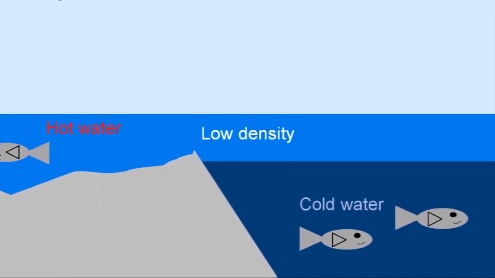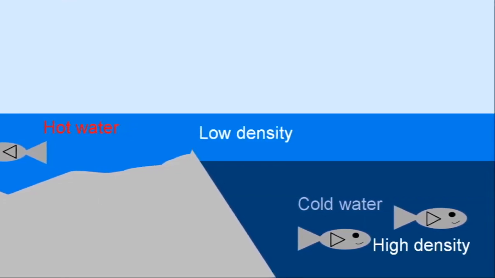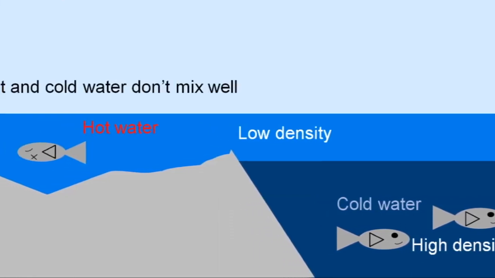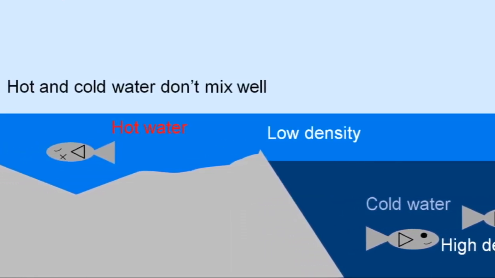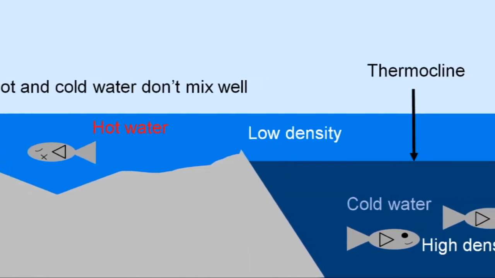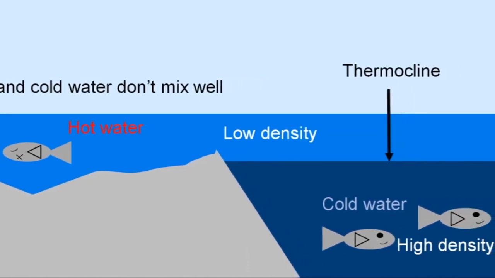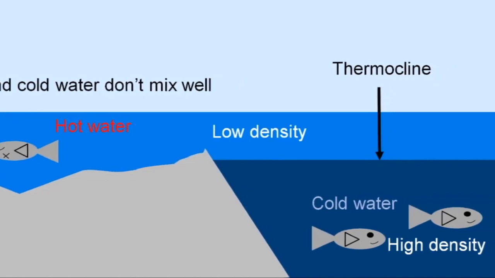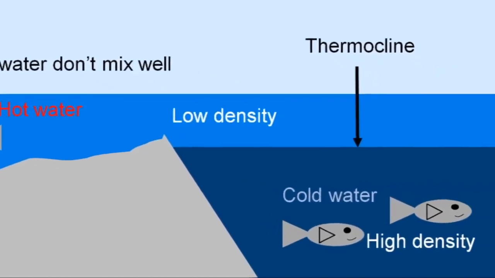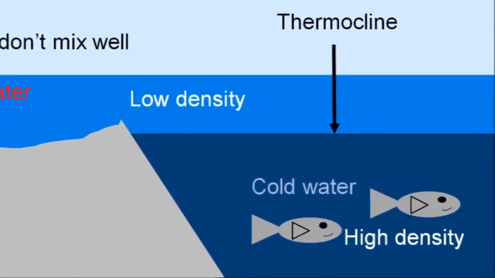The hot water is less dense than the cold water. This causes hot and cold water not to mix very well. This causes a separation between hot and cold water layers, and this separation is called a thermocline. Important for fishes, but you don't need that information for the rest of this presentation.